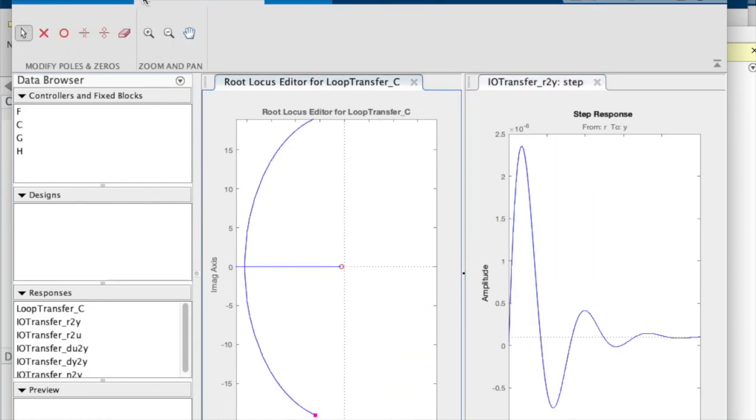Okay. Your task is to do this root locus. Let me close this window.